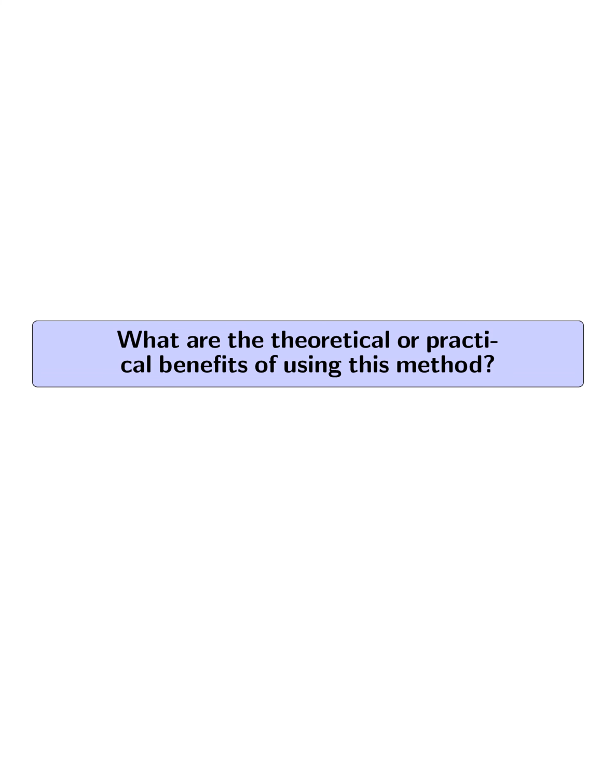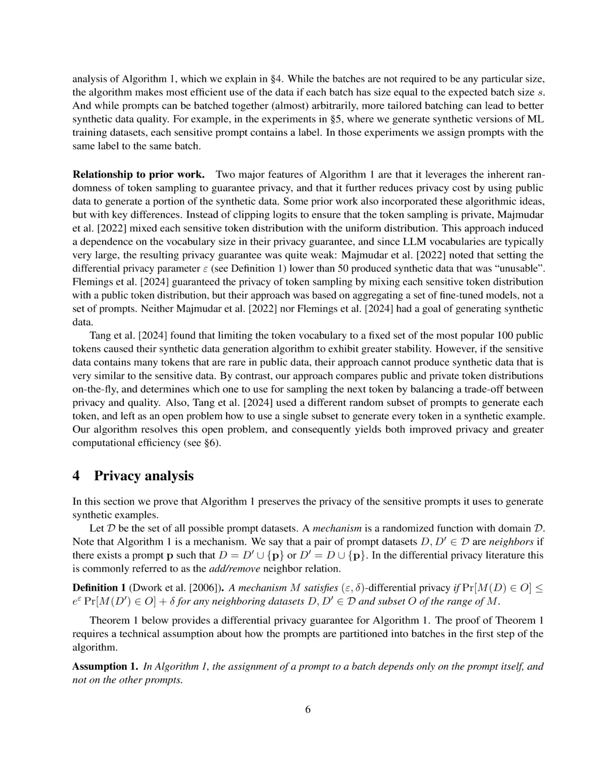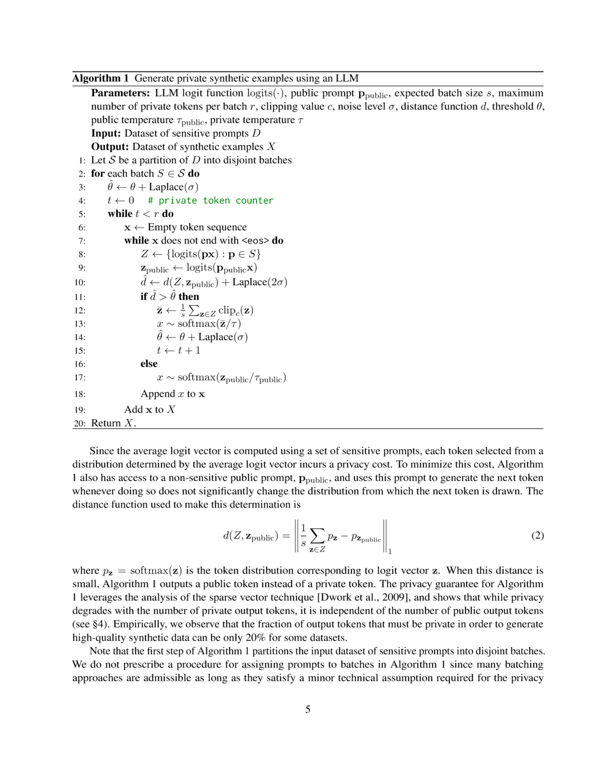What are the theoretical or practical benefits of using this method? The theoretical benefits of using the method described in the paper include the preservation of differential privacy while generating synthetic data, leveraging the inherent randomness of token sampling to ensure privacy, and reducing privacy costs by incorporating public data in the generation process. The method also minimizes privacy loss by using a non-sensitive public prompt to generate tokens when it does not significantly alter the distribution.